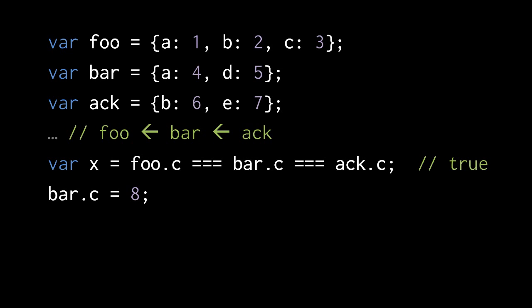Now, if we then assign to bar.c a value 8, this creates a property C in the object bar. In fact, assignment to a property always affects that object itself. The link search behavior only applies when we access properties, not when we assign to them. Now that bar has its own property C, the expression ack.c will return the value of that new property in bar, but foo.c will still return the value of its own property C.